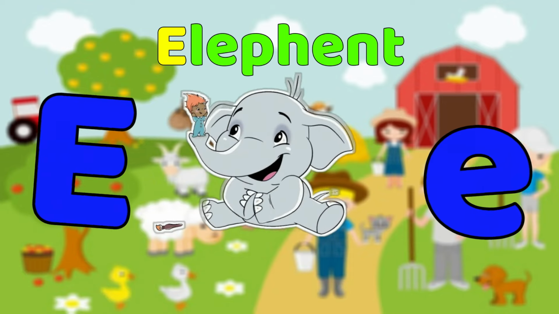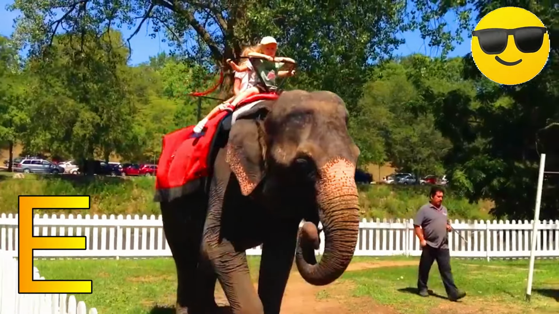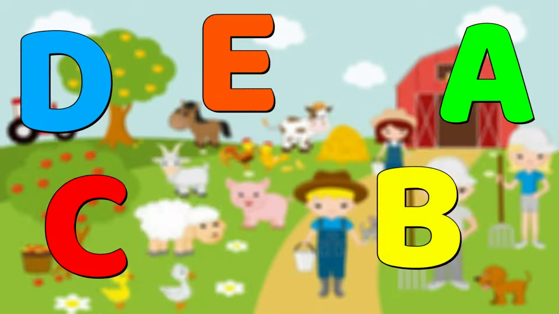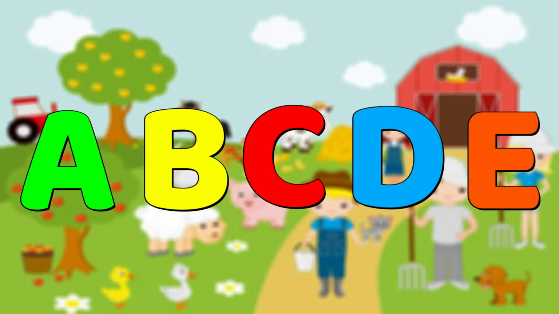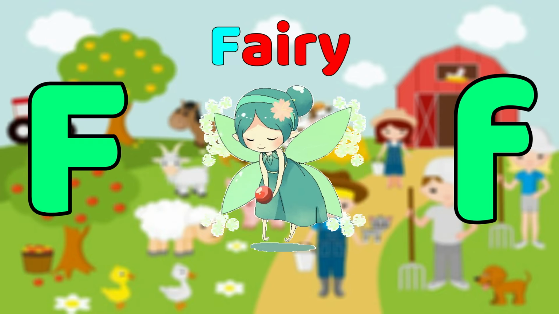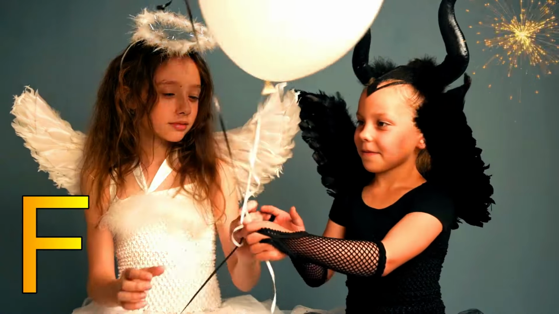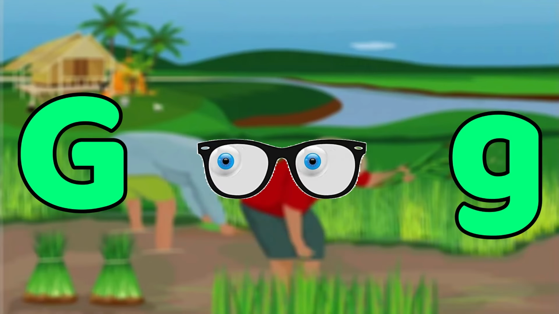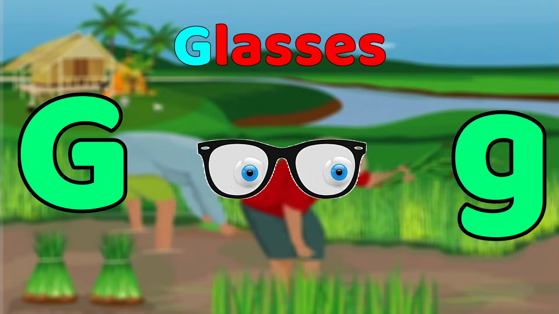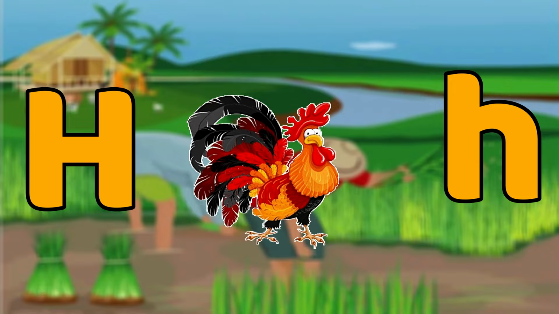E is for elephant, elephant, elephant. F is for fairy, fairy, F, fairy. G is for glasses, glasses, G, glasses. H is for hand.